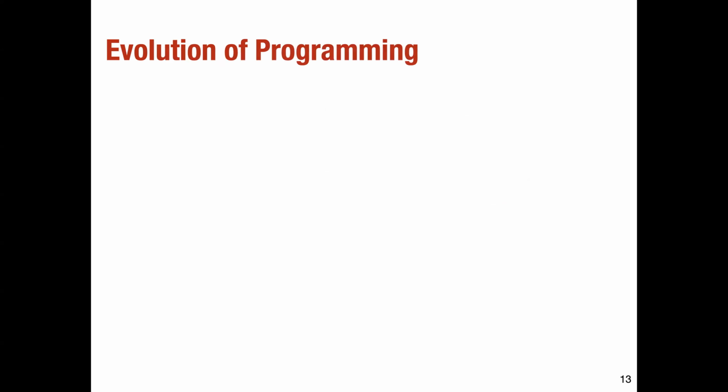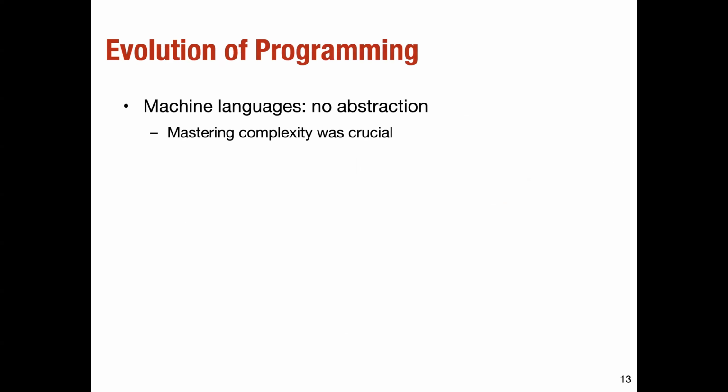So let's consider the example of programming, right? When programming started, say in the 50s, maybe 60s, I might be wrong here, everybody was focused on machine languages, right? There was no abstraction. And the only skill that you required to excel was your ability to master complexity, right? It was a very, very crucial skill.